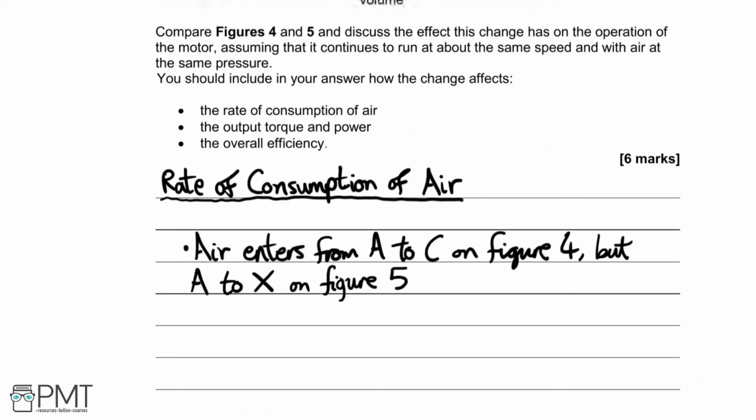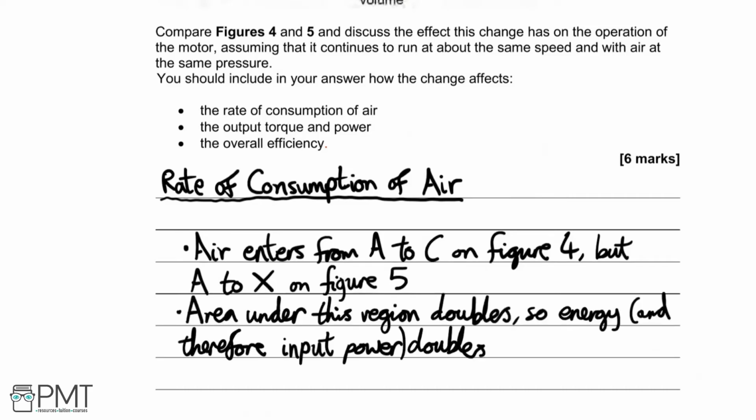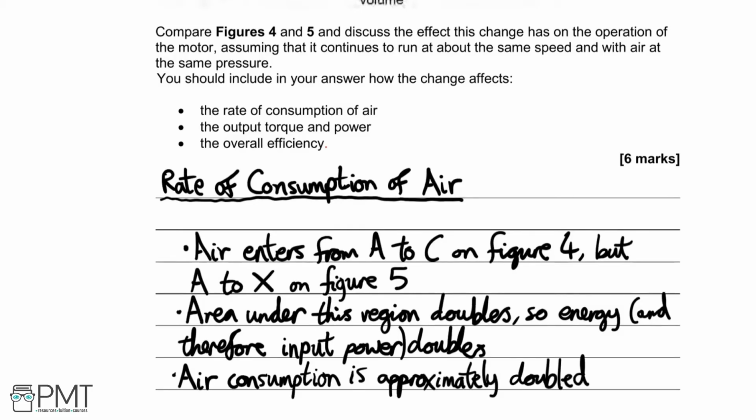Air enters from A to C on figure 4, but A to X on figure 5. Let's talk about the area. So we're doubling the energy because the area under the graph during that region doubles. Energy is proportional to power. So the power is going to double, and the last point in this section is going to be to say that the air consumption is approximately doubled. So that's sufficient information for the first section on rate of consumption of air.